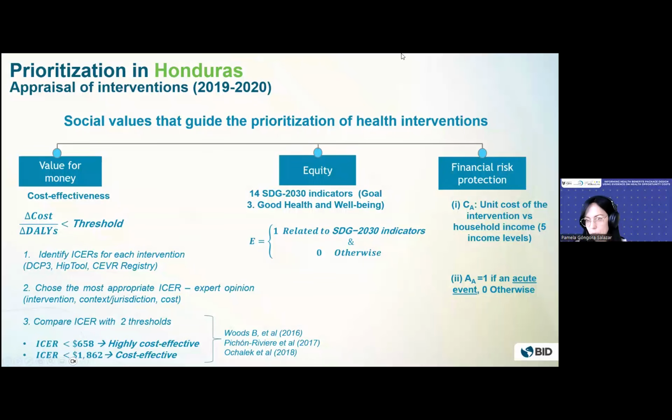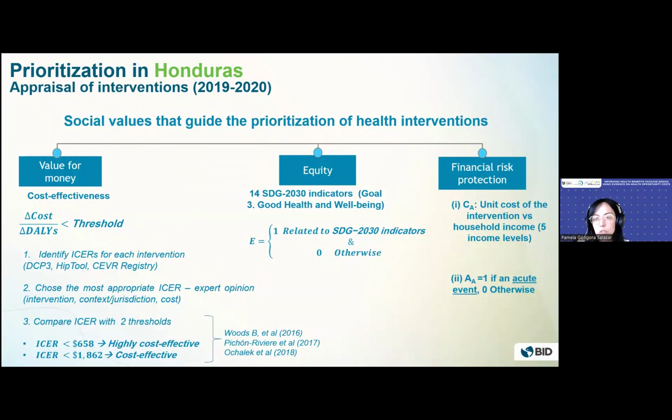What was the prioritization approach that we used here? Well, at the beginning, when we were doing this exercise in 2019, 2020, just before COVID actually, we decided with the country on 3 criteria to prioritize interventions. Value for money, which is efficiency, operationalized through cost effectiveness. Equity, operationalized through the Sustainable Development Goals due to the lack of data. And financial risk protection, in which we use a similar approach to the Disease Control Priorities Project, which also proposes a health benefits package for low middle income countries, and it's based on a composite index.